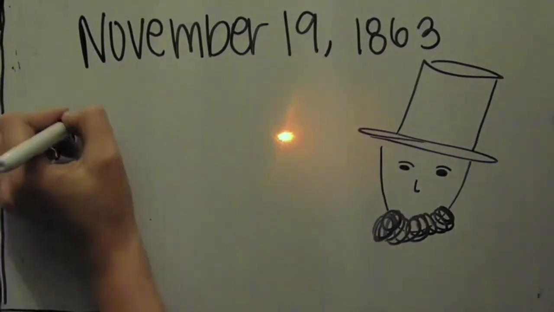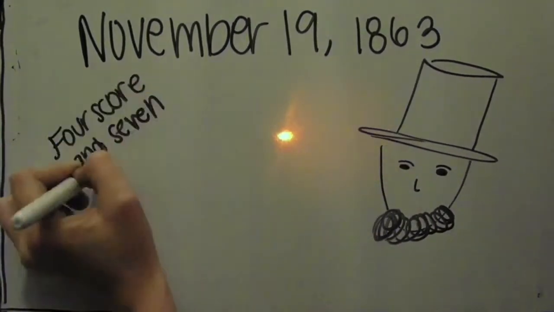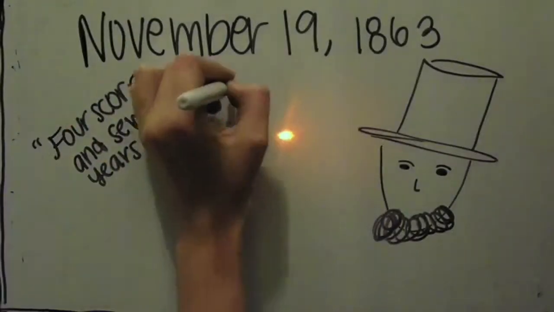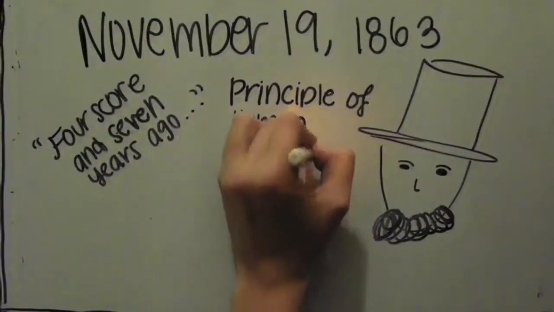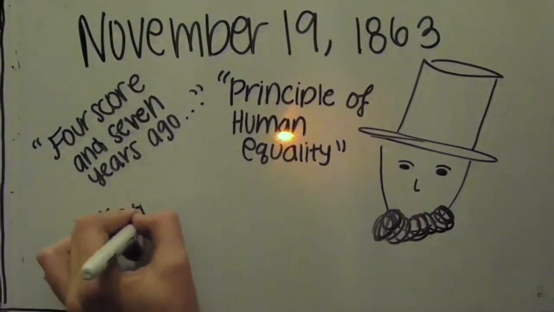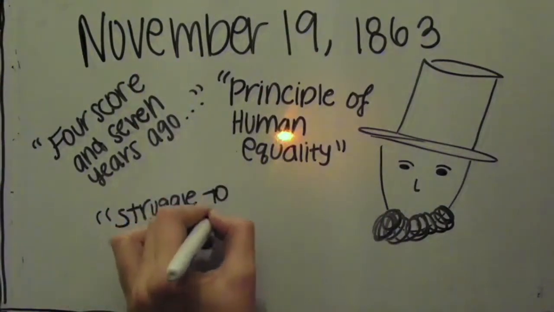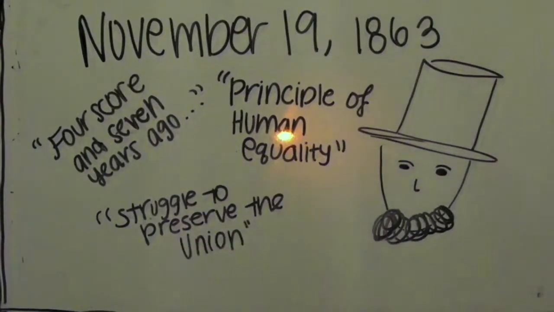It drove the Confederacy out of the North, and the Gettysburg Address in November 1863 redefined the Civil War. It made slavery a goal of the war, and it discussed the principle of human equality as well as the struggle to preserve the Union.